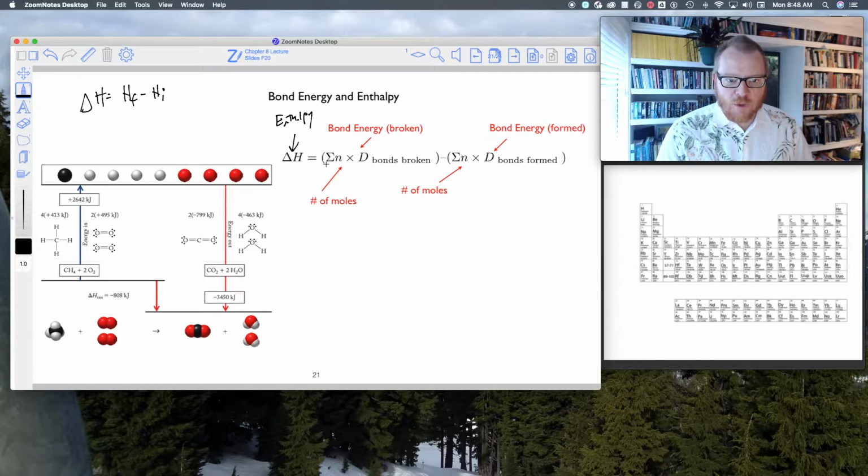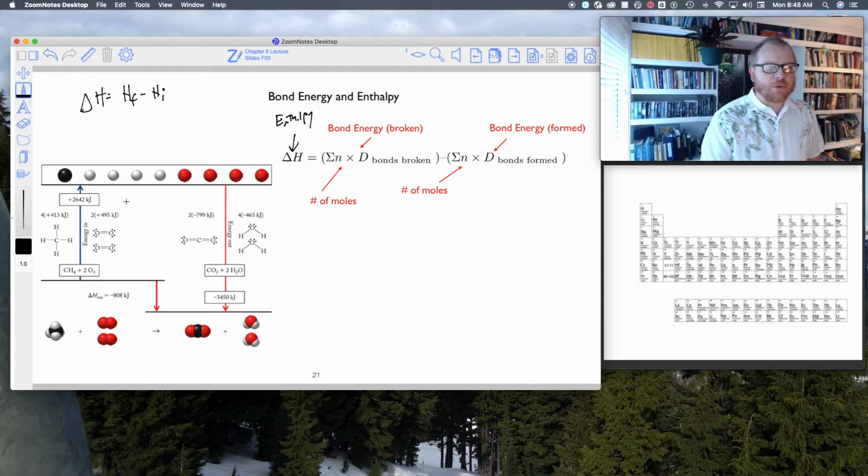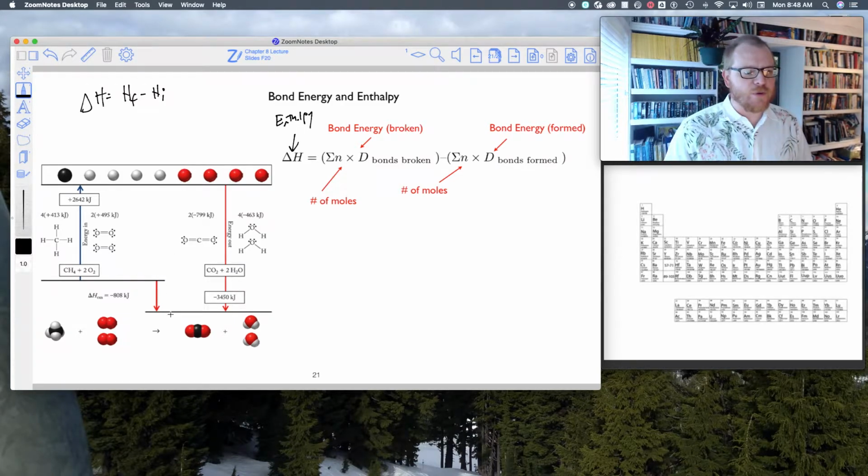The sigma tells me the sum, with all the number of moles times the energy of the bonds broken, minus the sum of all of the energies of bonds formed. As an example, here you can see this is the reaction, the combustion of methane. So let's write that down.